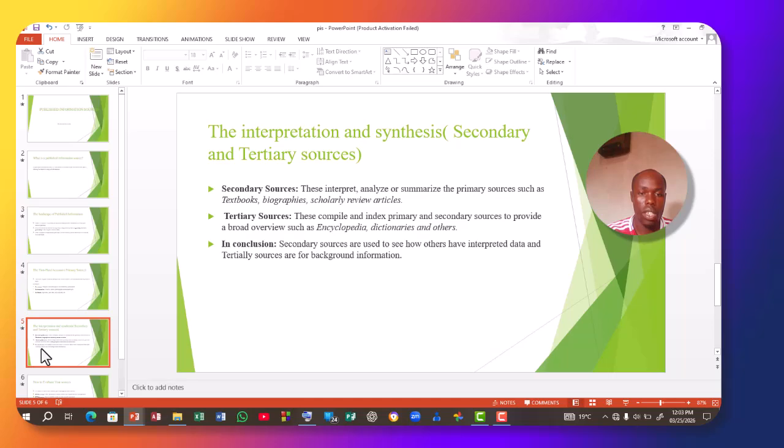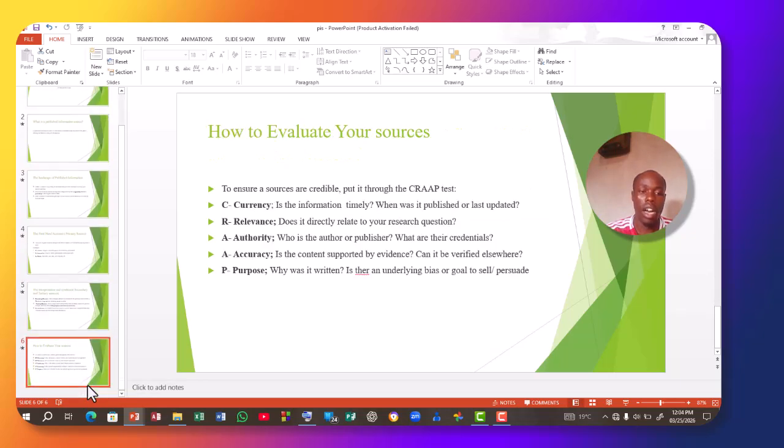In conclusion, secondary sources are used to see how others have interpreted the data, and tertiary sources are for background information. Those are all secondary and tertiary information. Then our last slide, how to evaluate your sources.